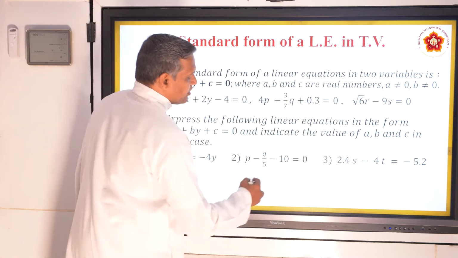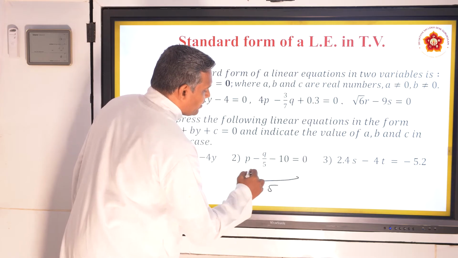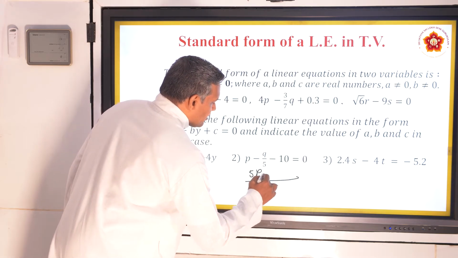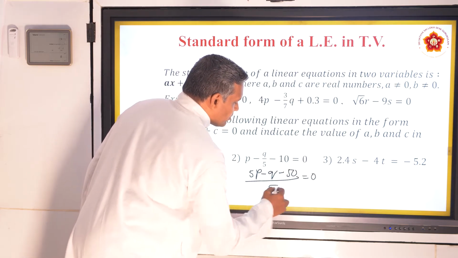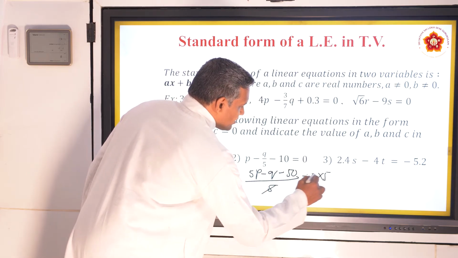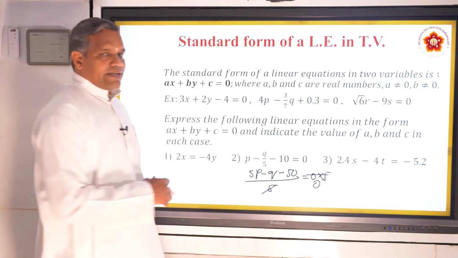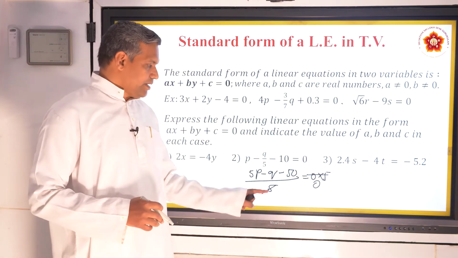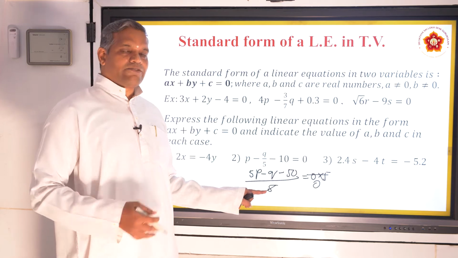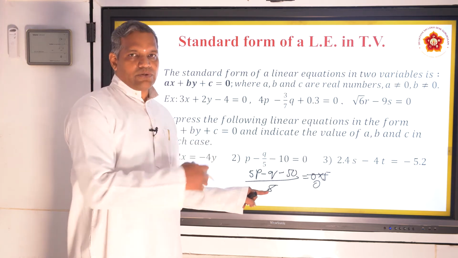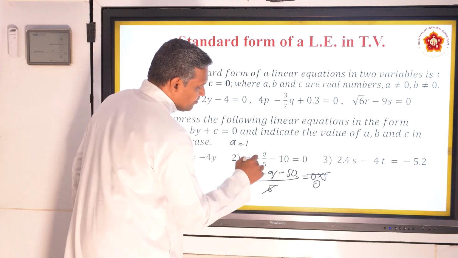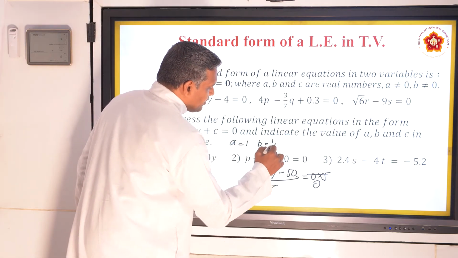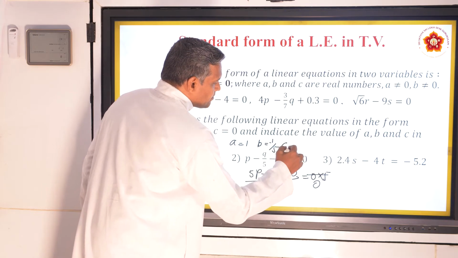By chance you take an LCM and then take a 5 here, and this becomes 5p minus q minus 50 is equal to 0. Transpose this to that side, 0 into 5 is equal to 0. That can also be written. It is not compulsory that you have to write like this. If they ask you to simplify and write, do it like this. Otherwise, straightaway a is 1, b is minus 1 by 5 and c is minus 10.